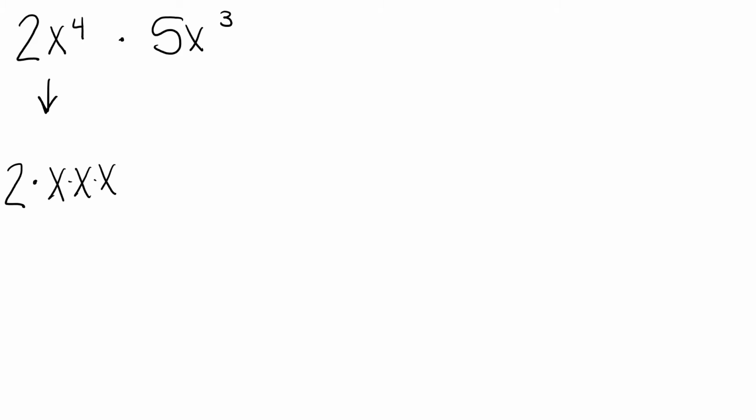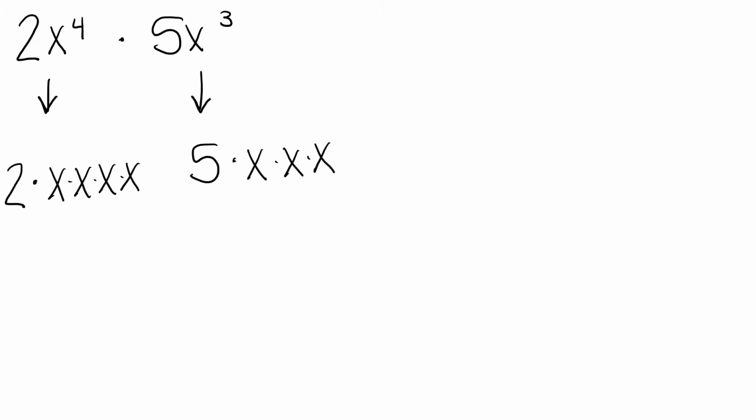Now let's take it up a notch and do some with the coefficient. 2x to the 4th times 5x to the 3rd. We're still going to break it down, and I'm going to show you the shortcut. For our breakdown, the 2 stays out in front, and we have x to the 4th, so we write that out 4 times. For 5x to the 3rd, the 5 stays out in front, and we write it out 3 times.